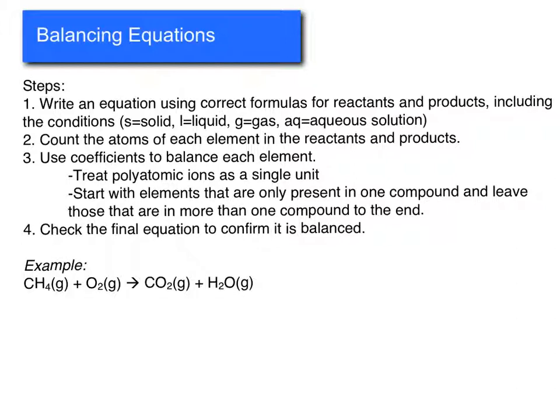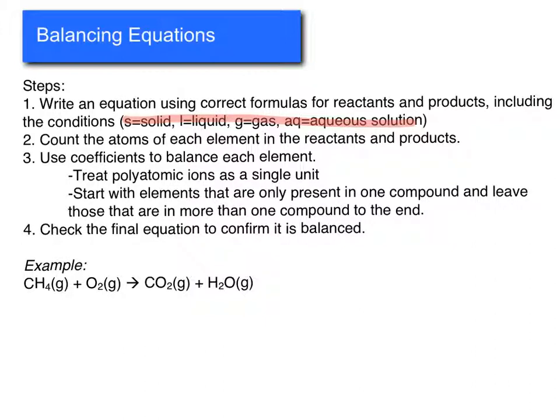Here are the steps for balancing equations, and we're going to go through 2 examples just to practice these steps. And like I said, we'll practice a lot when we get to this in class. So the first thing you need to do is write an equation using the correct formulas for reactants and products, including the conditions. So this is the first time we've done this, so S stands for solid, L for liquid, G for gas, and AQ for aqueous, and those are always written in parentheses after the element or compound and with lowercase letters.